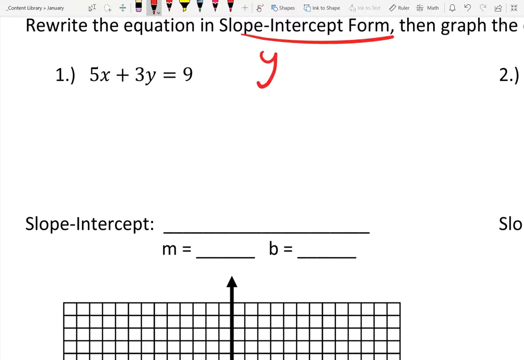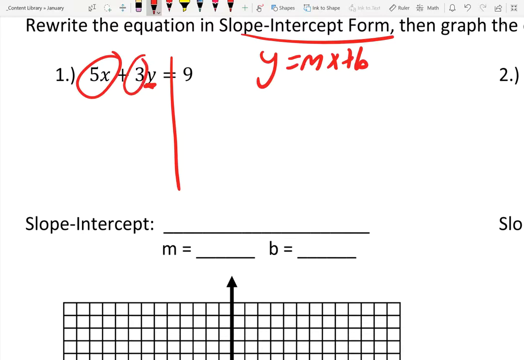Now, slope-intercept form is y equals mx plus b. So we can accomplish this by simply trying to isolate the y on the left side of the equal sign and canceling out the 5x and the 3, or in a sense trying to just move those two terms to the other side of the equation. Now, this involves 2 steps, and I'm going to write these down.